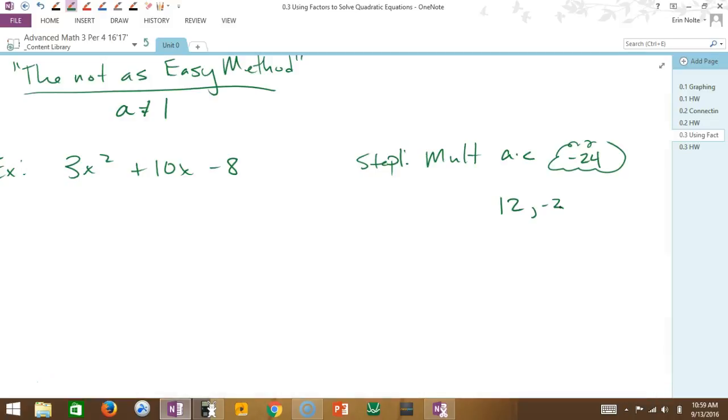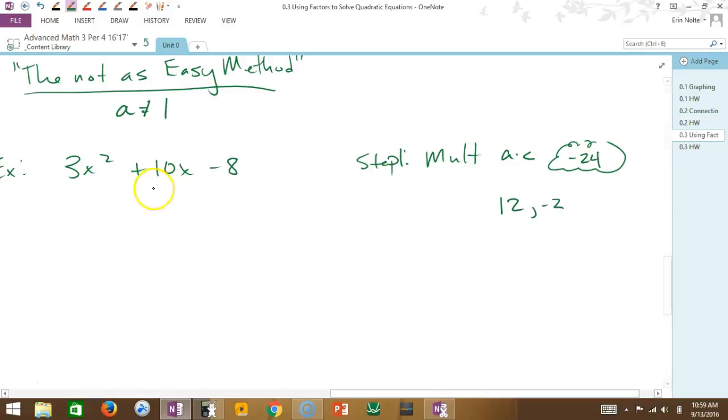Now step 2 is we're going to rewrite the middle term. What kind of term is the middle term? It is a 10, but what kind of term is it? Remember, the first term is a quadratic term, x squared. The second term is a linear term, and the third term is a constant term. So it goes quadratic, linear, constant. We're going to rewrite the linear term.